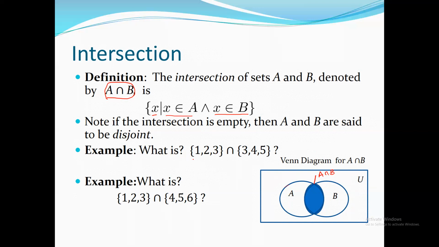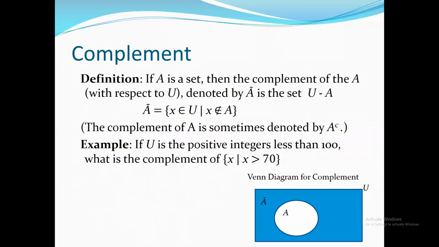Let's see one example: {1, 2, 3} intersection {3, 4, 5}. What is the intersection of these two sets? That is obvious: only one element is common, that is 3. The element should be present both in A and in B. Now what is the intersection of {1, 2, 3} and {4, 5, 6}? None of the elements is common, so the result is the empty set. That means they are disjoint sets. They are separate and different sets. They have different elements. Clear? Okay.